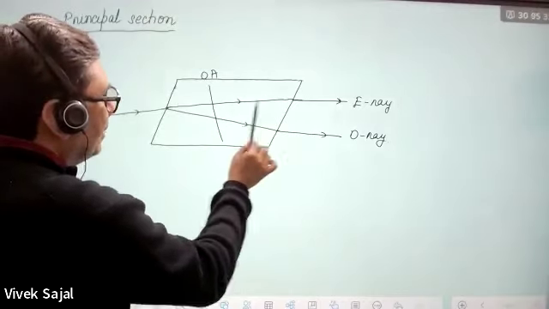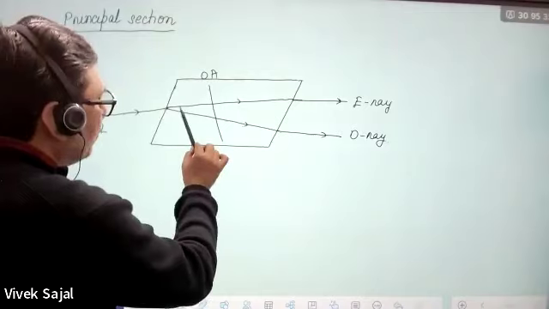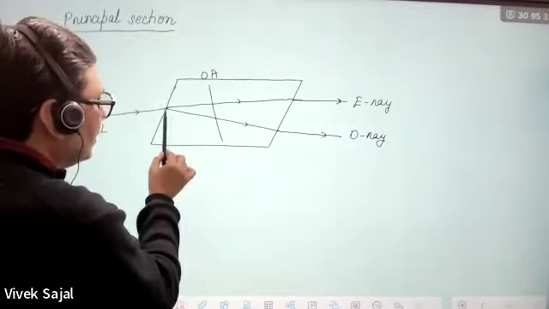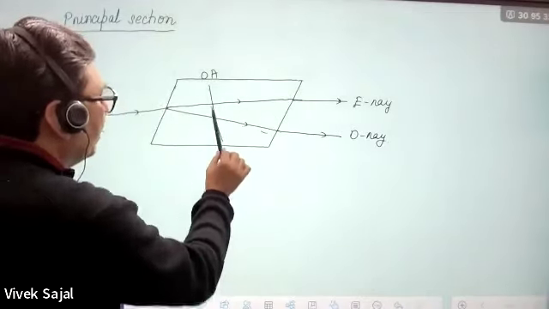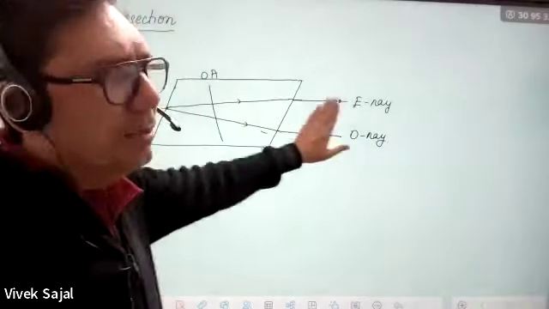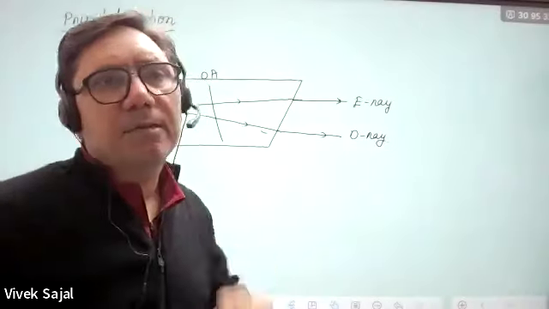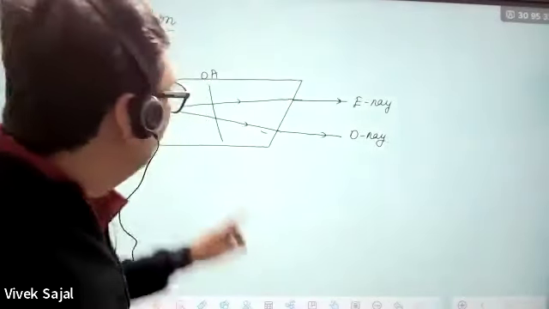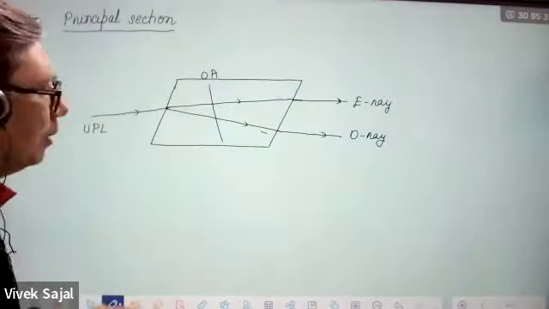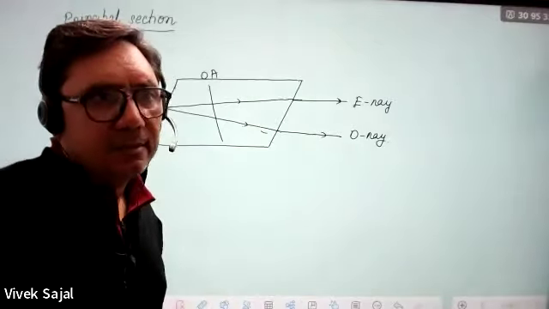This is the refracted ray, this is the E ray, and this is the O ray. This is the propagation direction of the E ray, this is the propagation direction of the O ray, and this is the optic axis. They all lie in the same plane, and you call that plane the principal section. So for one incident light, there will be one principal section.